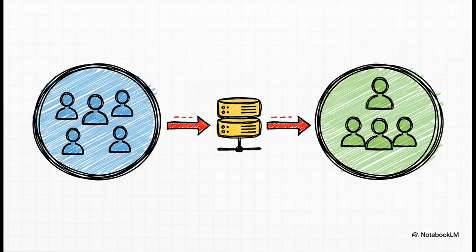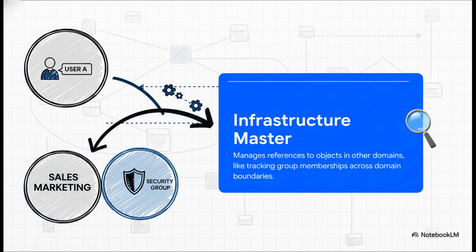And our final manager is the interdepartmental liaison. This role is all about communication, making sure different departments or domains are able to work together smoothly. This is the infrastructure master. Its main job is to keep track of objects that cross domain boundaries. So, for example, if a user from the sales domain gets added to a group in the marketing domain, the infrastructure master is the one that updates that reference to keep it all consistent. It's not super busy in a single domain setup, but in a big, multi-domain forest, it's essential.